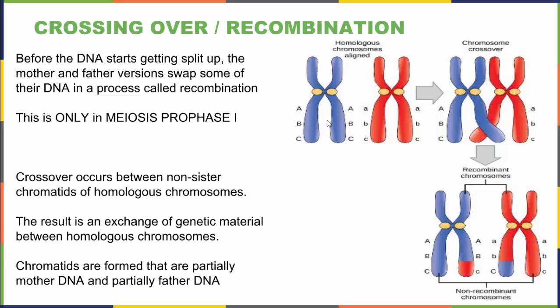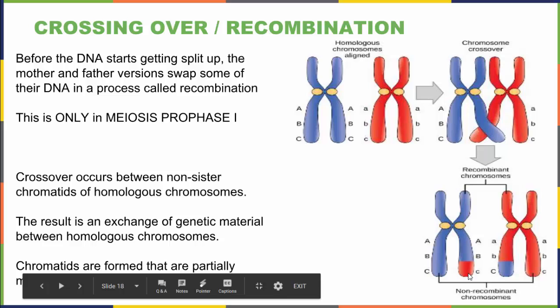So if we look at the letters, the dad version here had all capitals for its genes. The mother version in red here had all lowercase, and we can see that not only if we look at the actual color, but if we look at the letters, that means that now this chromatid here is going to have capital A, capital B, but it has the little version of C. If we just gave the straight father version, it would have capital A, capital B, capital C. But now the version of C that can get passed along is the mother version.